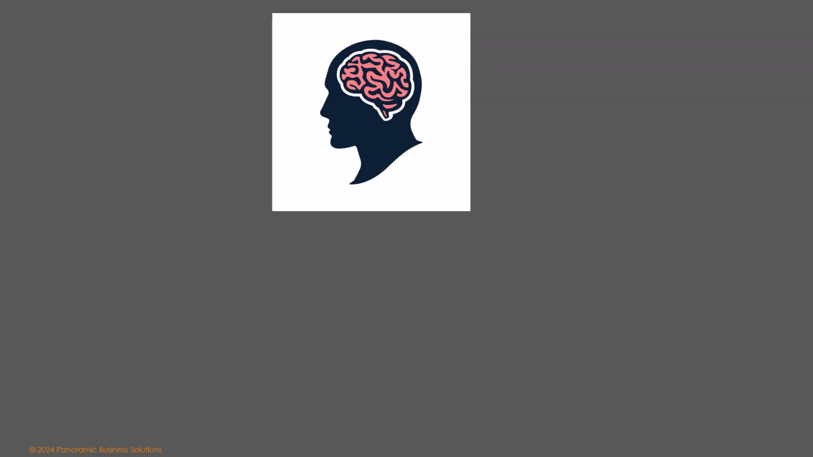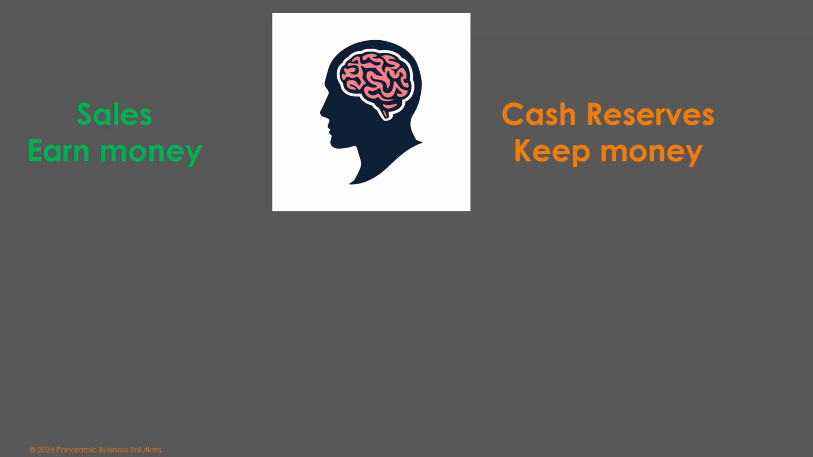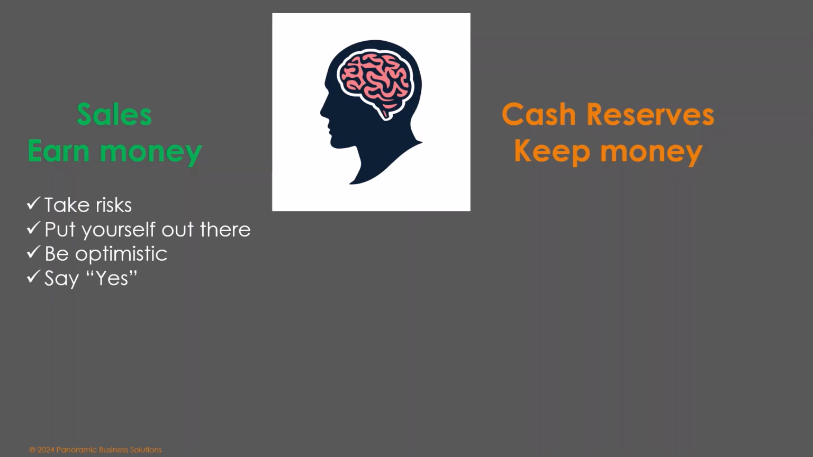So did you know that our brains are programmed based on the psychology of money? Some of us are programmed to make money, generate sales, really earn the money. And then some of us are a little bit more focused on looking for ways to preserve money and keep the money in either our personal bank account or in our business. So if you fall on the left side with generating money, you're more likely to take risk, put yourself out there, you're very optimistic, and you'll do anything to say yes because you've got a very abundant mindset.